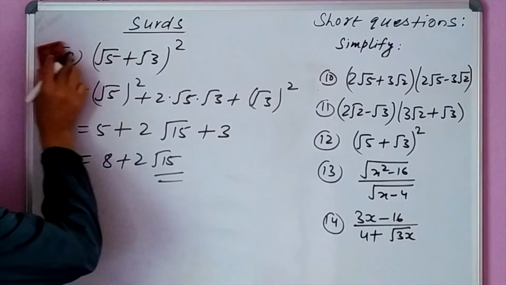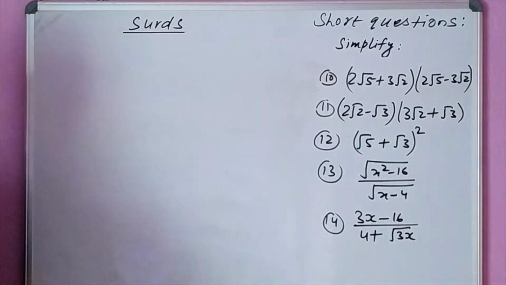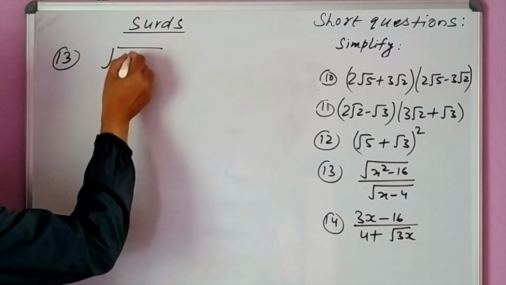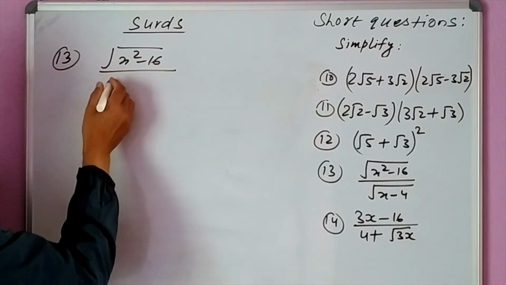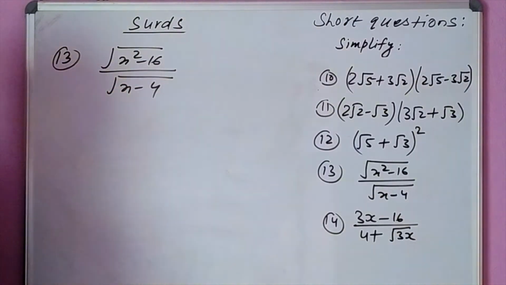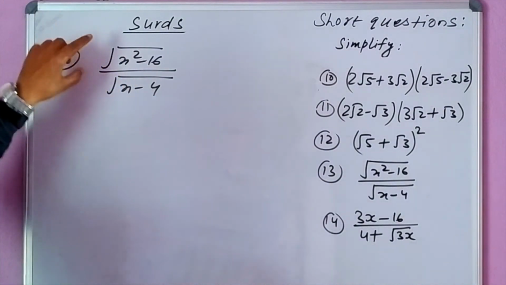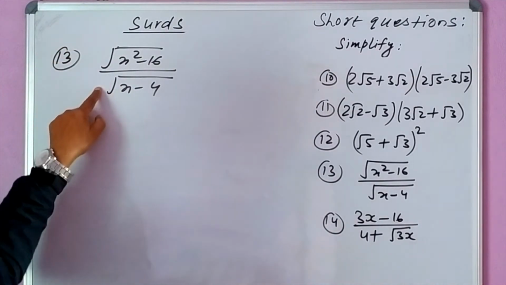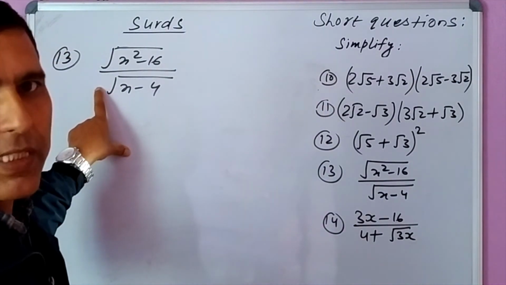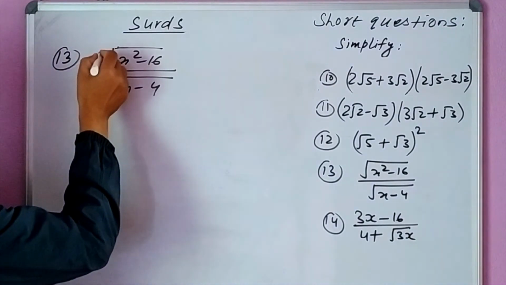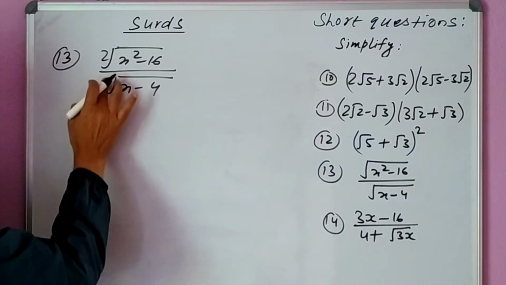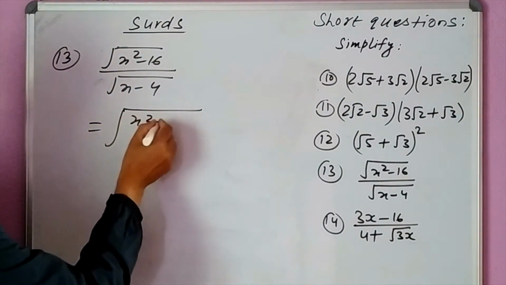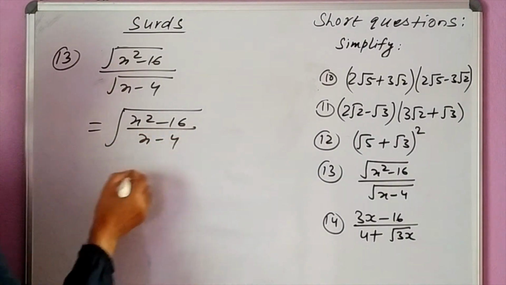Now question number 13. Question number 13 is under root x square minus 16, upon under root x minus 4. Okay class, look here. Both numerator and denominator have the same order of root. This is a square root, this is also a square root. So this can be written within the same radical sign, that is x square minus 16 upon x minus 4.